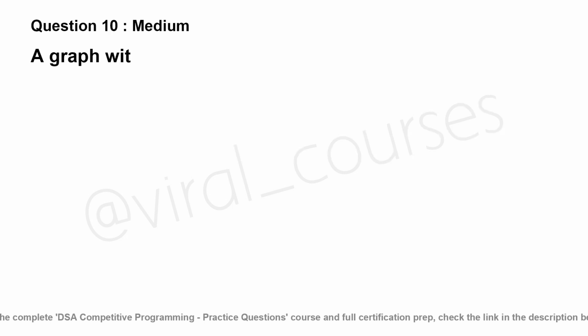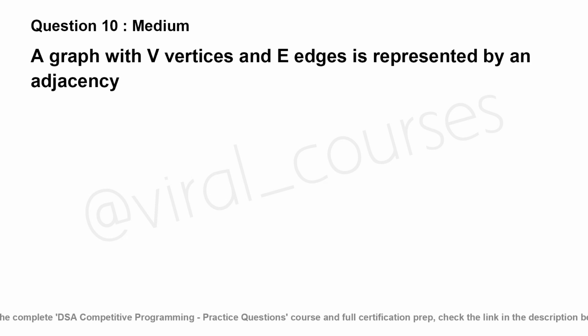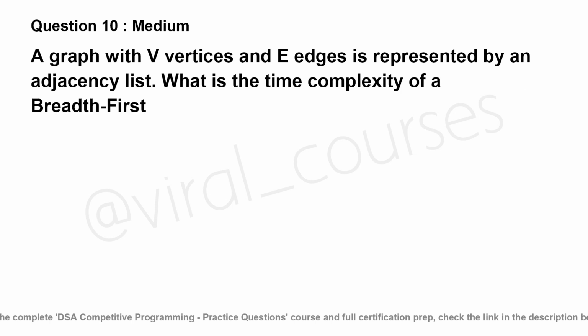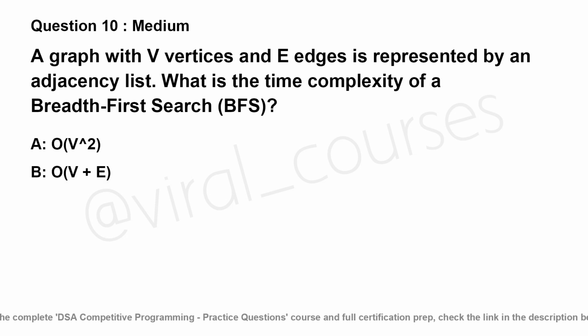A graph with V vertices and E edges is represented by an adjacency list. What is the time complexity of a breadth first search, BFS? Option A, O(V squared). Option B, O(V plus E). Option C, O(V times E). Option D, O(E squared).